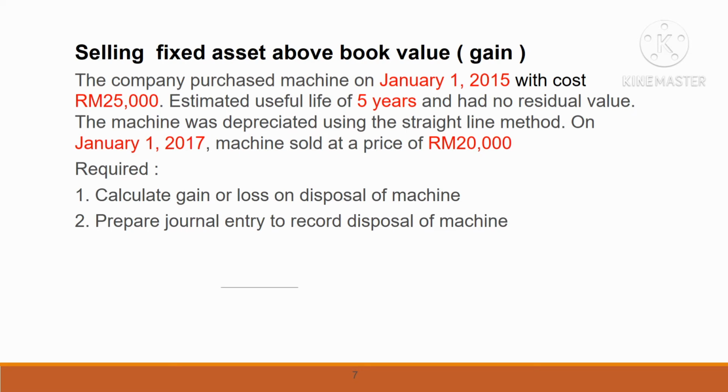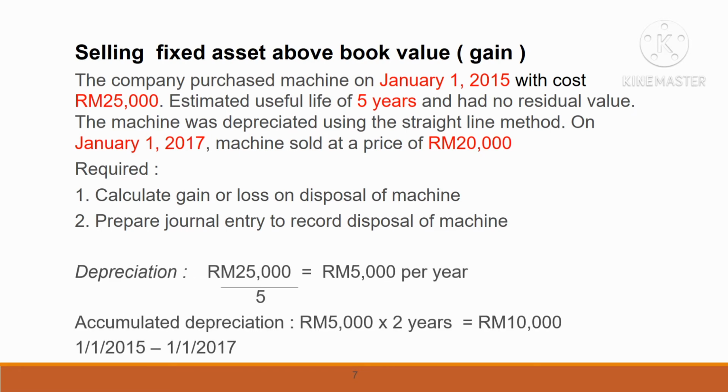So we have to calculate depreciation per year. Cost 25,000 divided by useful life 5 years and the amount for depreciation is RM5,000 per year. And we used the asset only 2 years. So the accumulated depreciation is RM5,000 times 2 years. So the total accumulated depreciation is RM10,000.